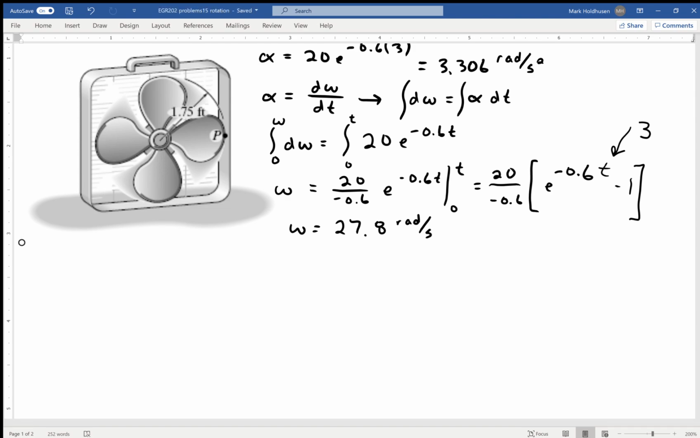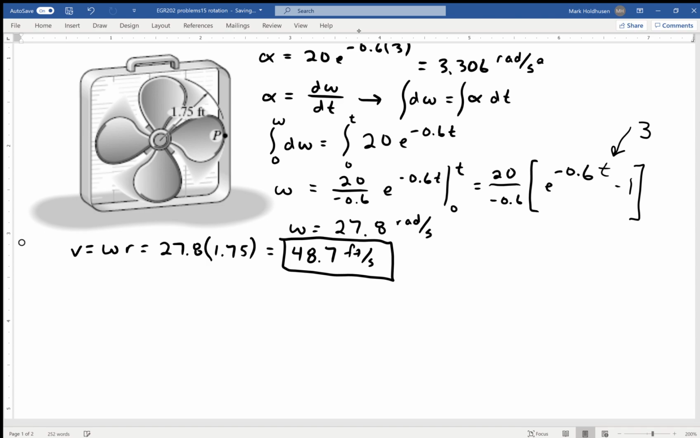Okay, so now that I've got that, I can very easily find the velocity of point P, which is simply omega r, which is then 27.8 times r, which is 1.75, which is equal to 48.7, and that will be feet per second. And that's the answer to that. So that velocity is actually going to be in that direction right there. Again, it'll be tangent to the path, which would be basically perpendicular to a radius going outward, right? Where my radius is given like that. So it's going straight down. It might be straight up at this point.